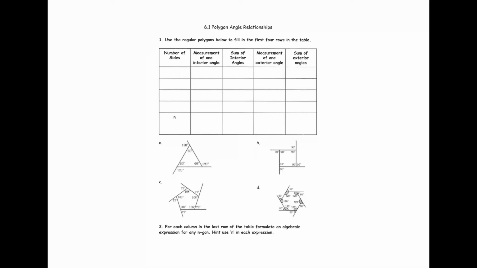So I will do the first one here. The number of sides for A is going to be 3 since it's a triangle. The measurement of one interior angle is going to be 60 degrees. The sum of the interior angles is going to be 180. And the measurement of one exterior angle, we can see that that's 120. And then the sum of the exterior angles: if I count 120 plus 120 plus 120, we get 360 degrees.